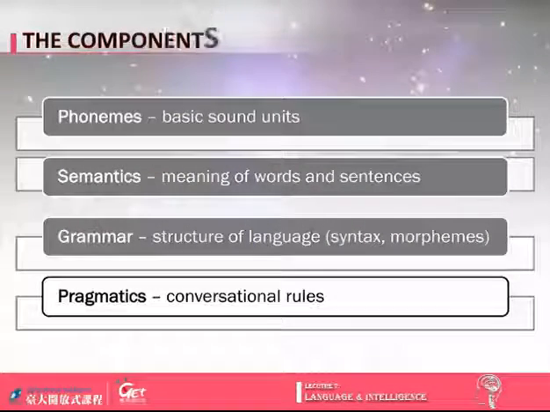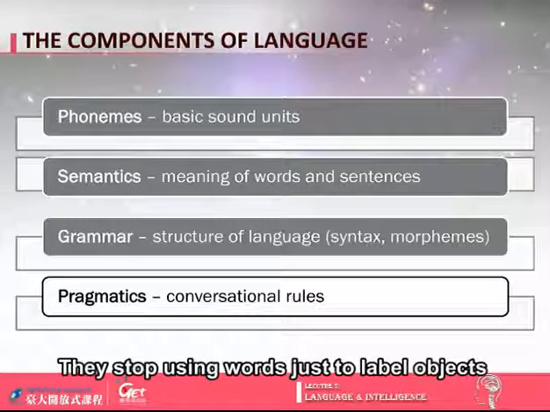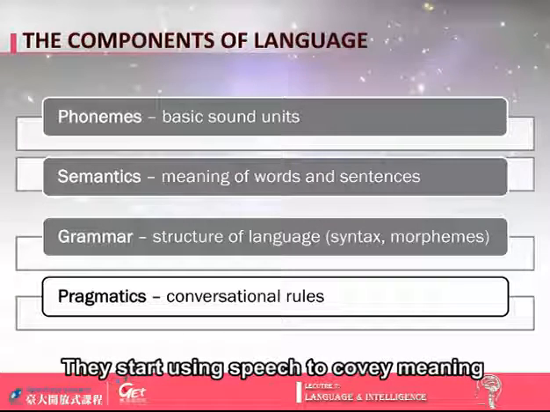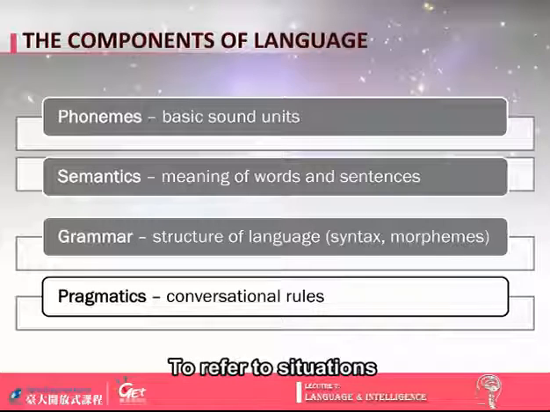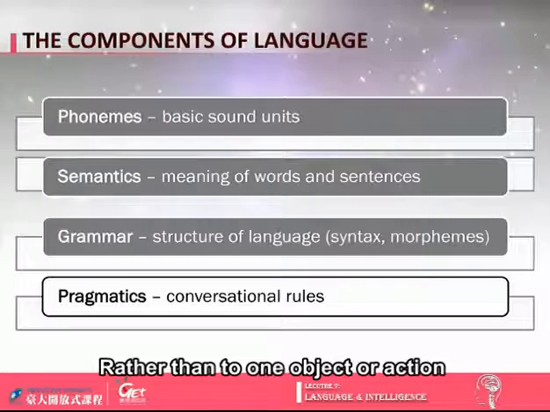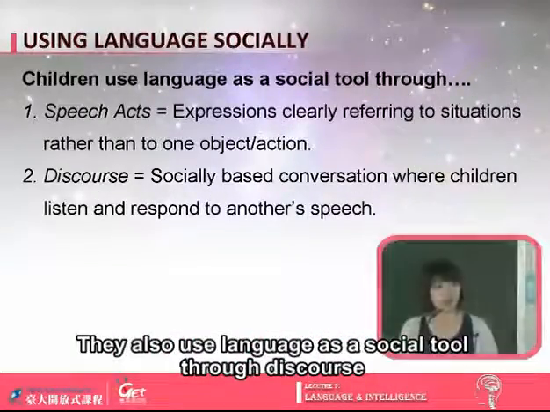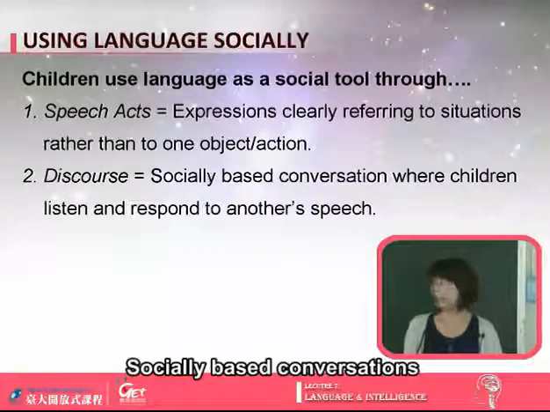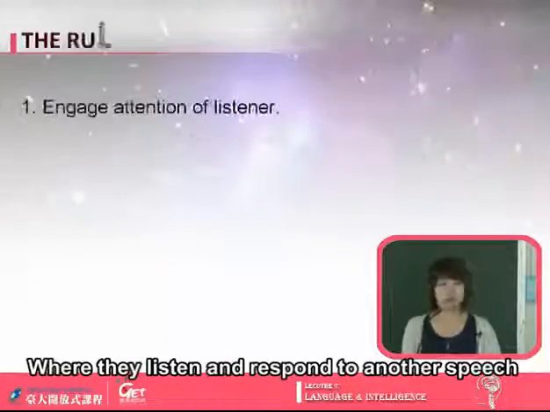Children use language as they develop as a social tool through speech acts. They stop using words just to label objects. They start using speech to convey meaning, to refer to situations, to refer to intent, rather than to one object or action. They also use language as a social tool through discourse, conversations, socially based conversations where they listen and respond to another speech.